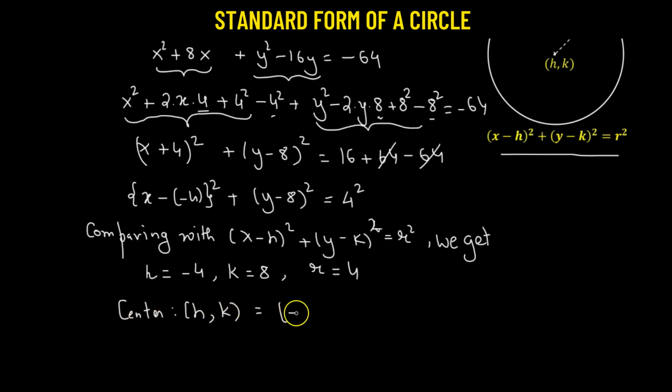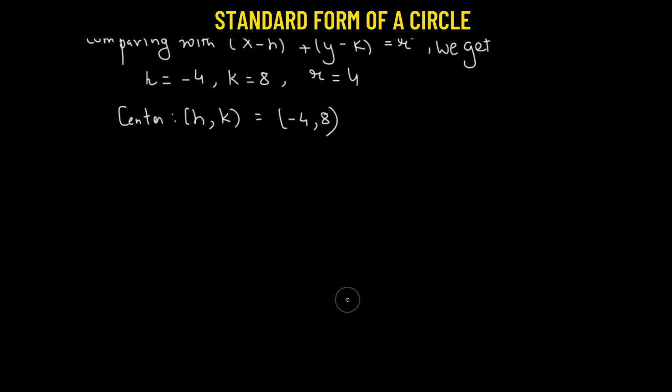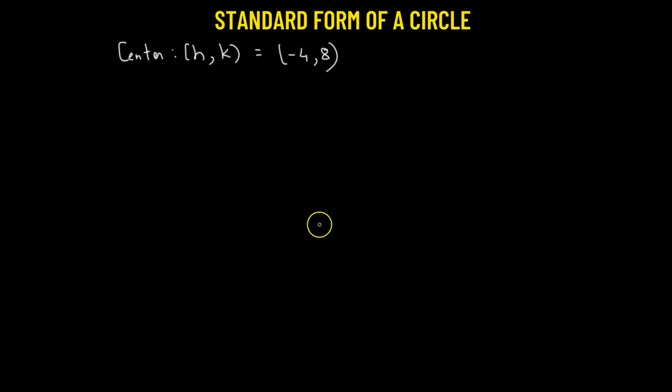So we have obtained the value of h, which is negative 4, and the value of k is 8. So that's the coordinate of the center of the circle. And we have the radius r equals 4. So let's try to sketch this particular circle.